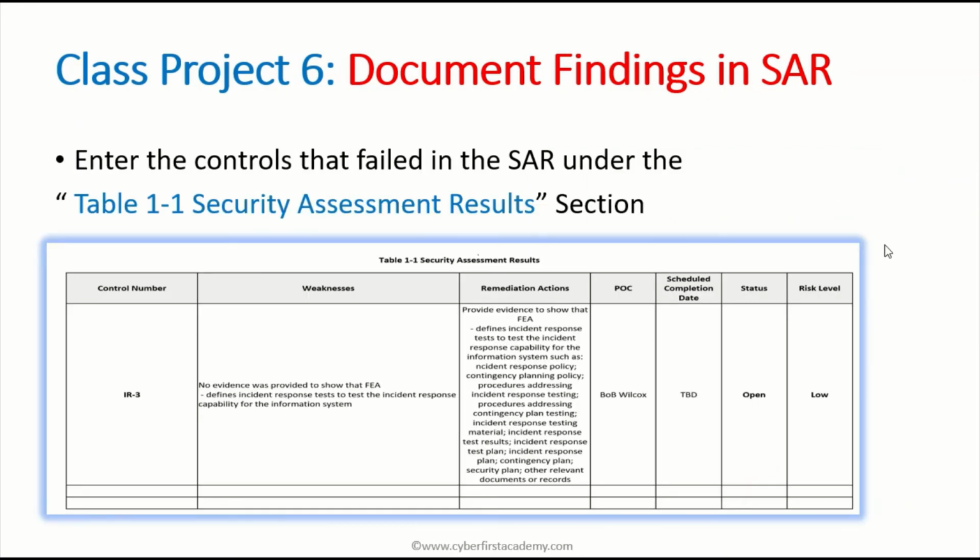And here's a sample of a section within the security assessment report. So you have the control number, the weakness, which is also synonymous with what failed, and the remediation actions. And pretty much it's just the opposite of what this is. And the POC, the time it's going to take to complete it, the status, if it's still open or not, and what the risk level is.